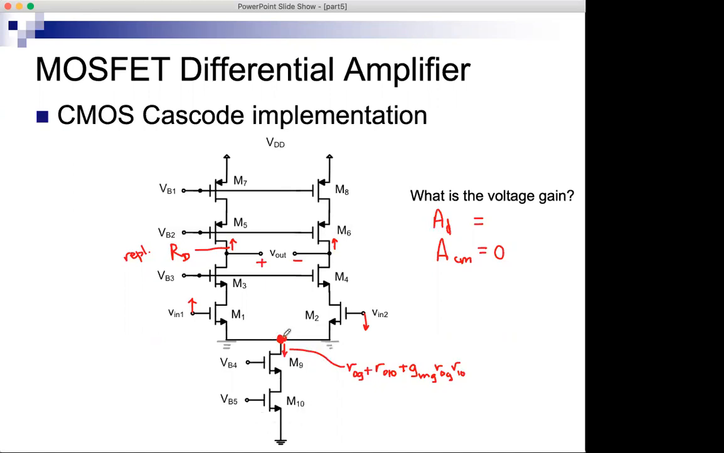And therefore, I don't need to worry about this part. I can ignore completely this part now. And for this part, I will have an RD, which is RO5 plus RO7 plus gm5 RO5 RO7. And now the half circuit, which is this, with an output here and an input here, which is equal to VID over 2, is exactly like a cascode amplifier with a resistor equal to RD.